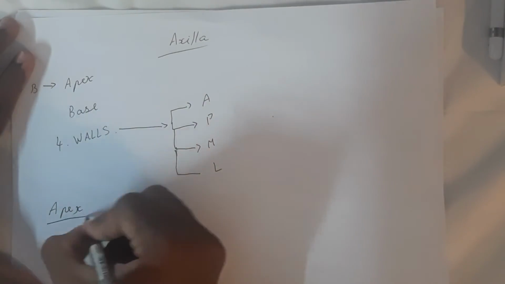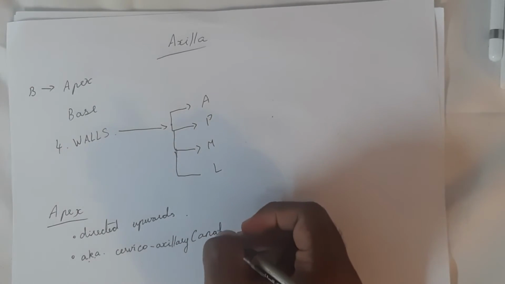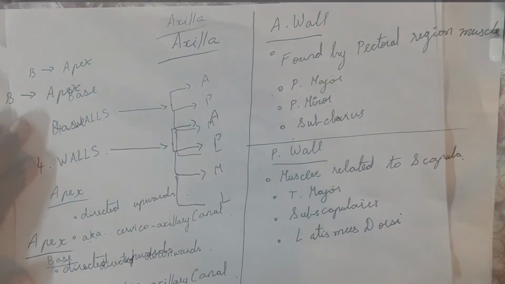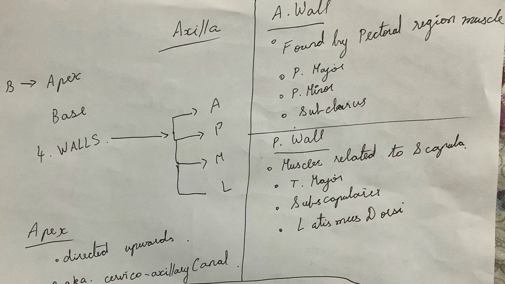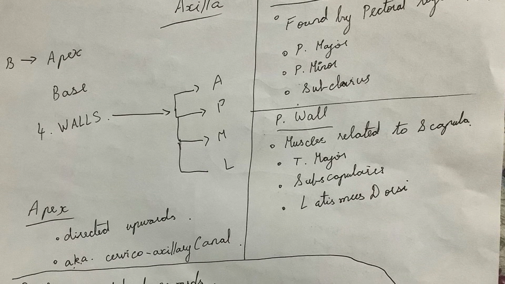So now we move on to the apex. It is directed upwards and it is also known as the cervico-axillary canal. Now moving on to the base. It is directed downwards and it is formed by the skin, superficial fascia and the deep fascia. Anterior wall is formed by the pectoral region muscles: the pectoralis minor, major and subclavius.